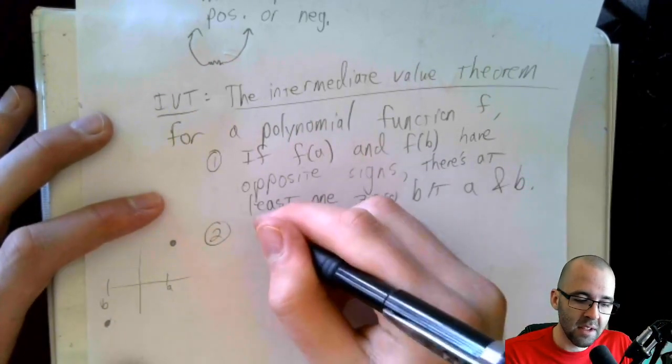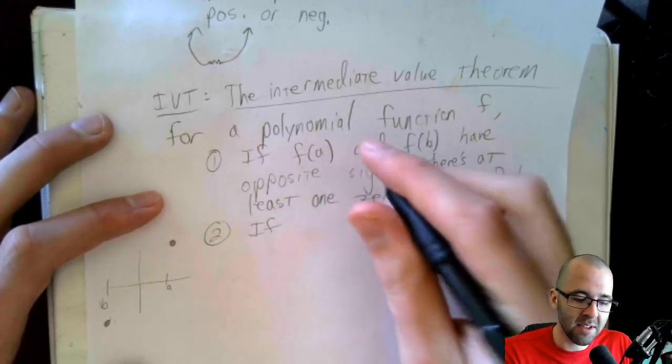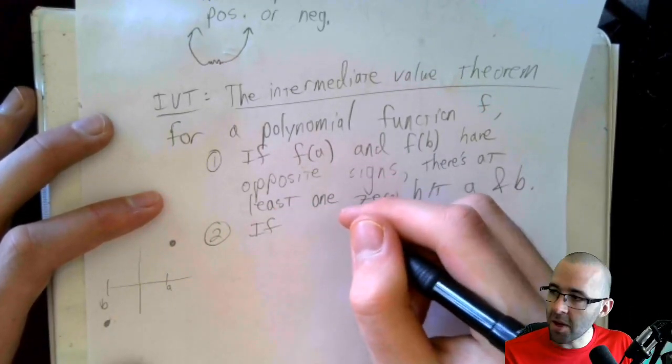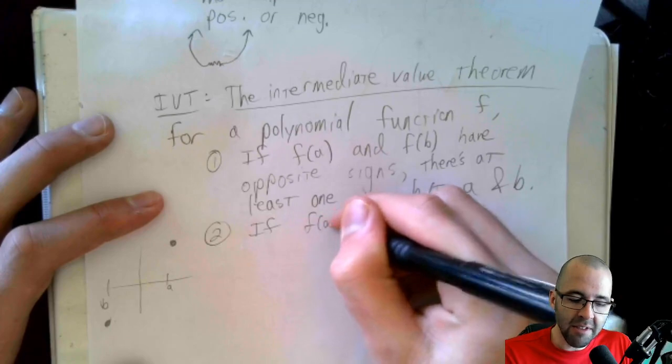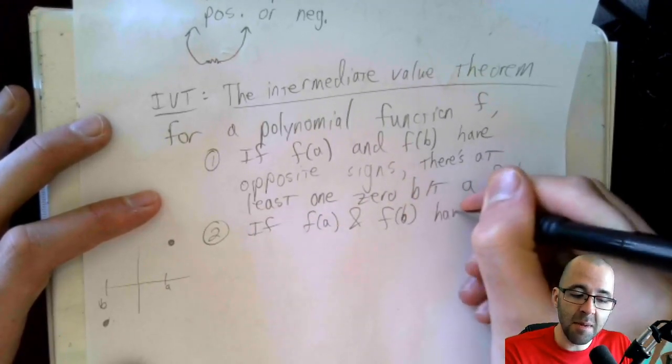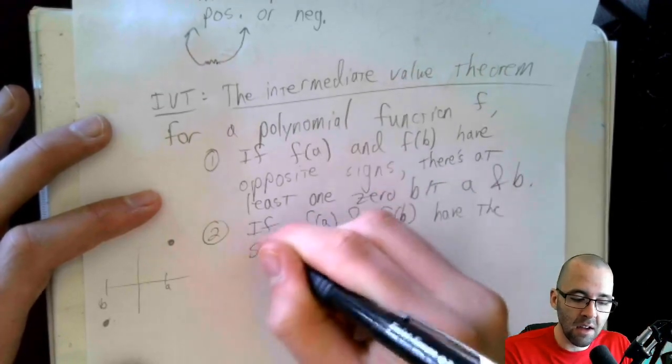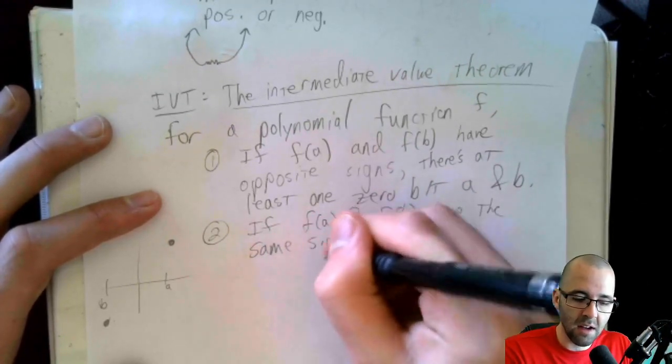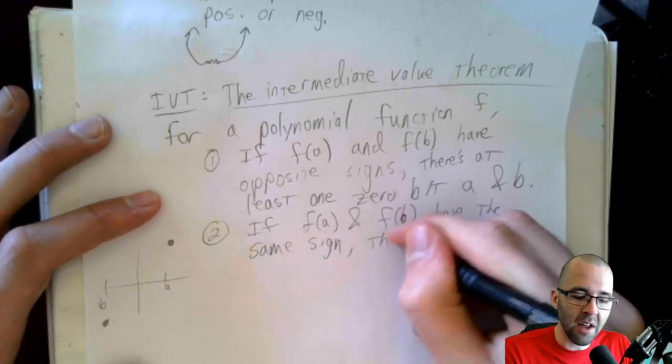All right. Part 2 is the sad part. It's the part where you cry. If f of A and f of B have the same sign, then we know nothing.